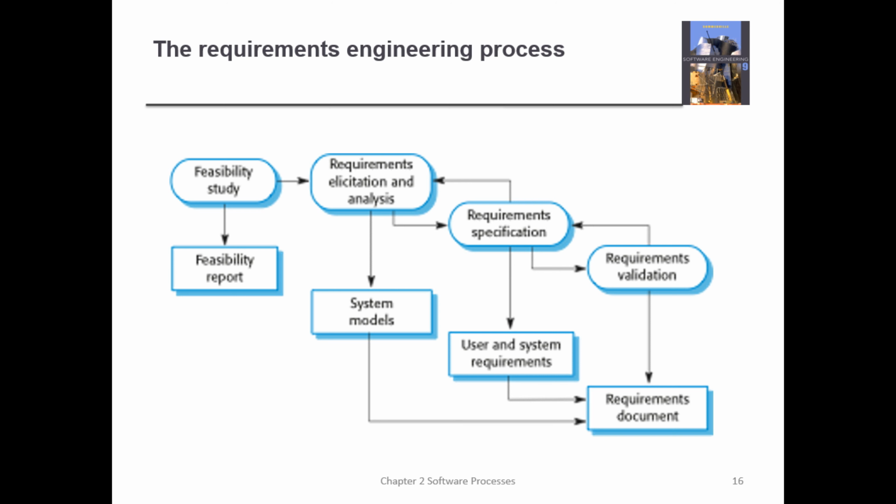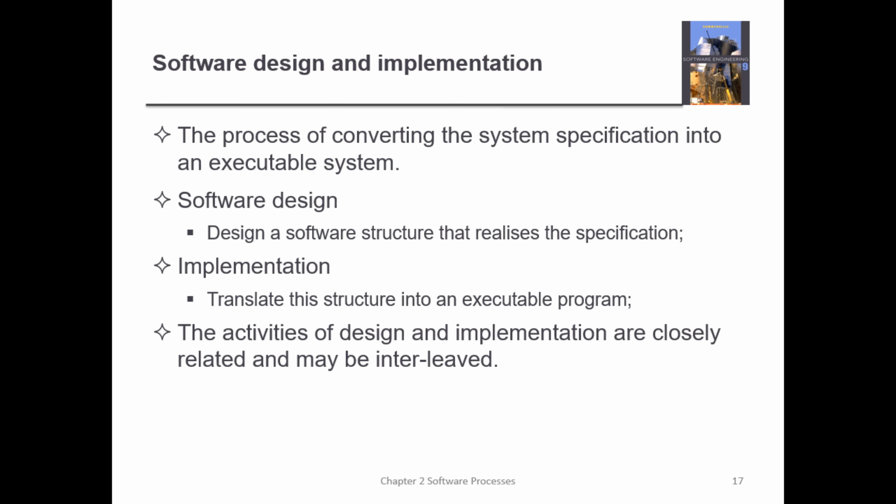So all that, you come up with documentation. Even this is a documentation of the model, and this is documentation of the user and system requirements. Now, after specifying the requirements, you validate the requirements as we did, and from these two documents, system models and the user and system requirements, you write what you call the requirements document. So the requirements document is a combination of all those. Okay, so that's the requirements engineering process.